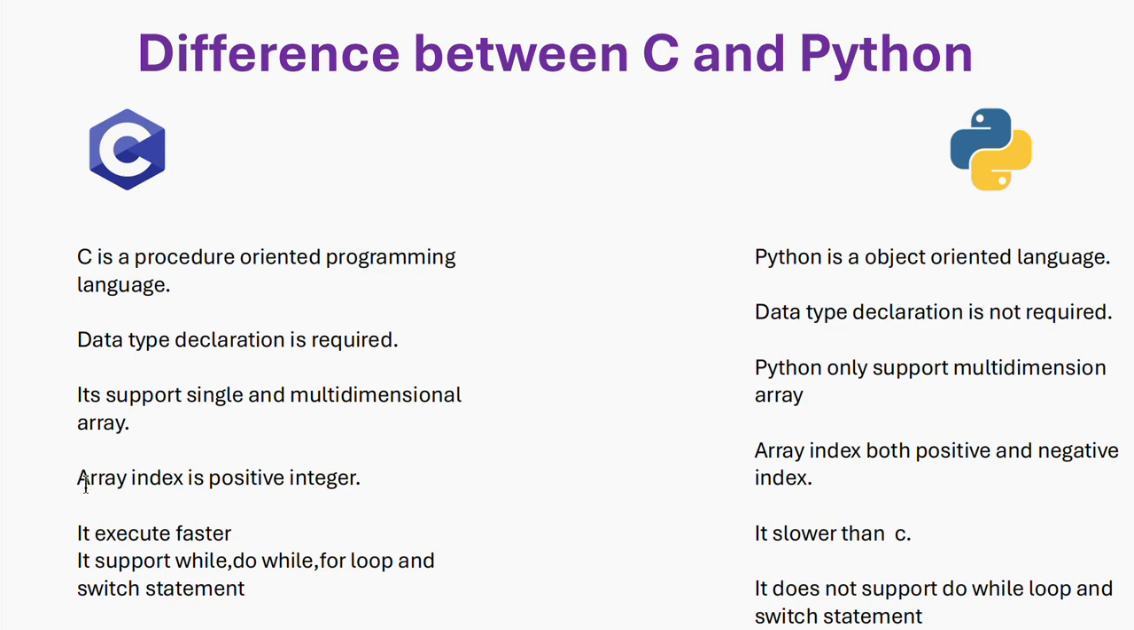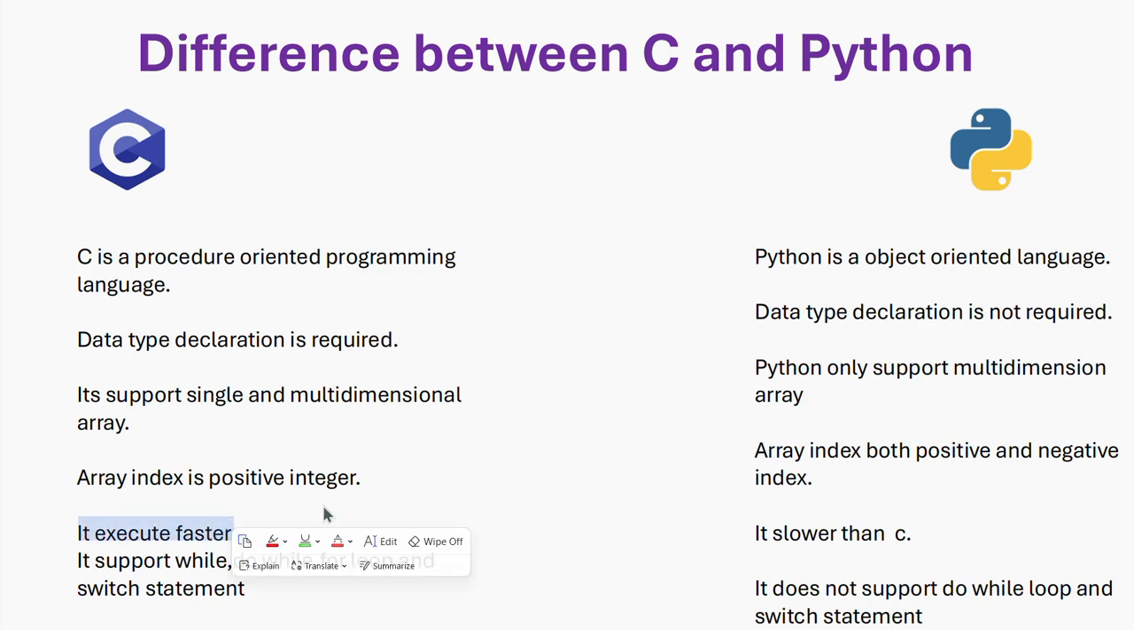Then, array index. In C, the array index is positive, but in Python the array index can be both positive and negative. It allows both positive and negative indexing. If we use negative indexing, what does it mean? It gives the reverse or the backside of the string or list. But in C it is only positive.